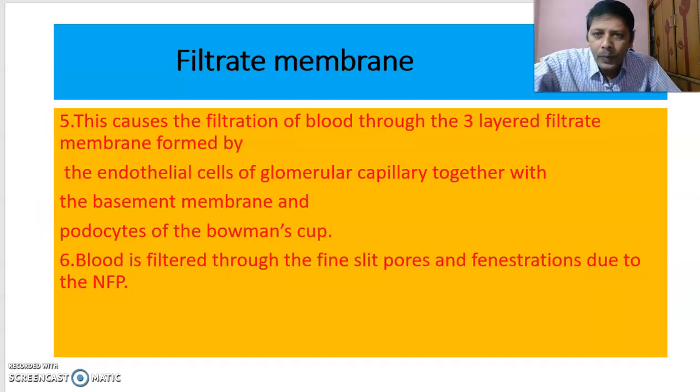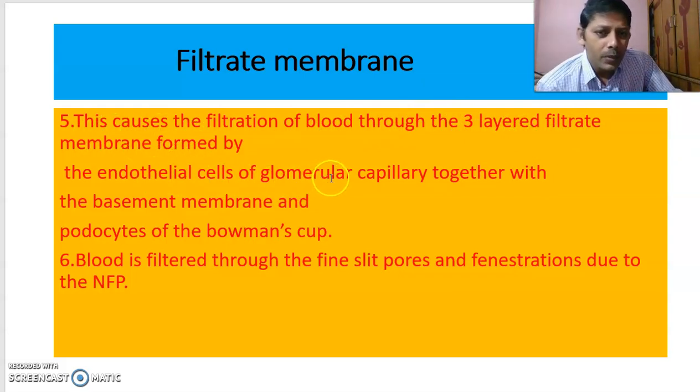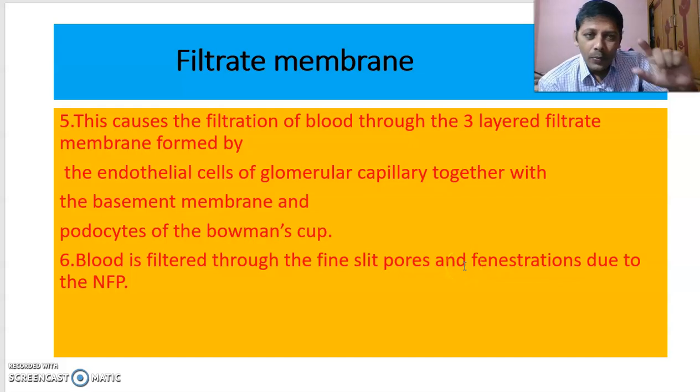See here, this causes the NFP, net filtration pressure. What is the value? 10 mmHg, which causes the filtration of blood through the three-layered filtrate membrane formed by endothelial cells of the glomerular capillary, the basement membrane, and podocytes of the Bowman's cup. These three together form the filtrate membrane. Blood is filtered through the fine pores and fenestrations, which I told you about earlier. The fenestrated capillary wall has small pores. What do we call them? Fenestrations. I will show you here.